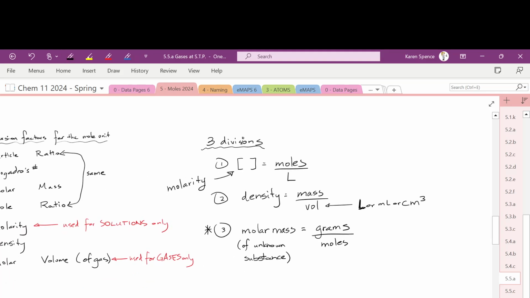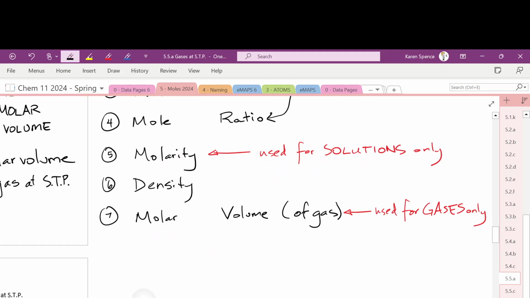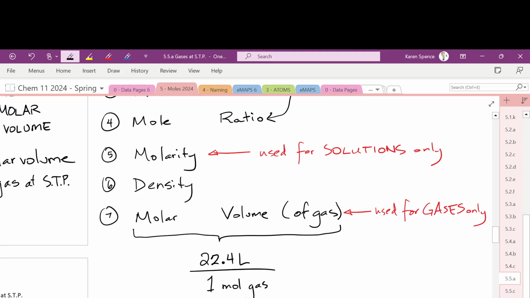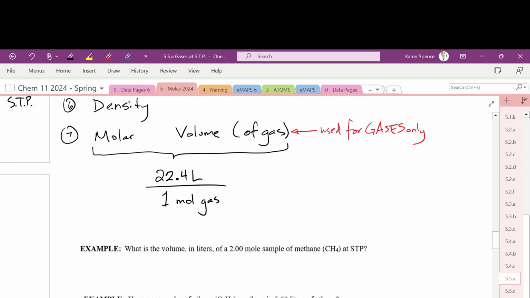Alrighty, so that's where we are at today. And this molar volume of a gas is the one we're practicing on today. That is 22.4 liters per 1 mole of gas. So we can use this for some very simple problems.